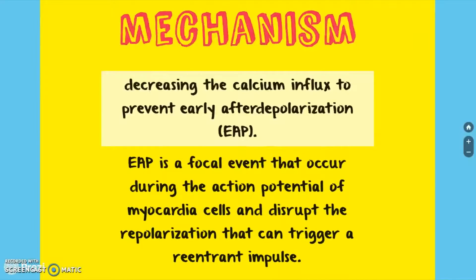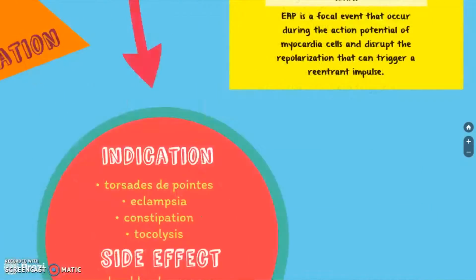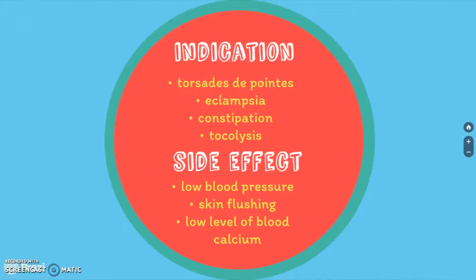EAD is a focal event that occurs during the action potential of myocardial cells and disrupts the repolarization that can trigger a reentrant impulse. The indications for this drug are torsades de pointes, eclampsia, constipation, and tocolysis. The side effects of this drug are low blood pressure, skin flushing, low level of blood calcium. Other side effects are vomiting, muscle weakness, and shortness of breath.